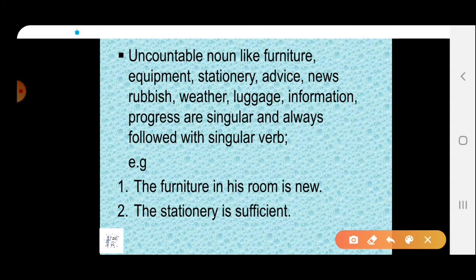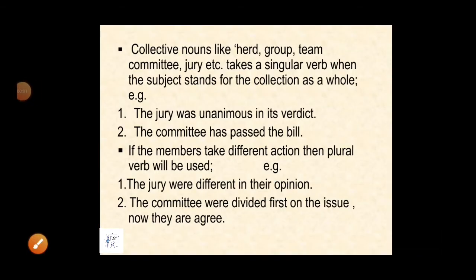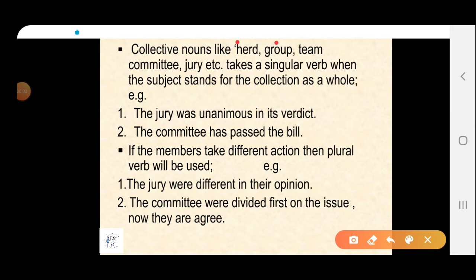Next is uncountable noun like furniture, equipment, stationery, advice, news, rubbish, weather, luggage, information, progress are singular and always followed with singular verb. For example, the furniture in his room is new. Furnitures, no. Furnitures is not a word, only furniture. The stationery is sufficient.